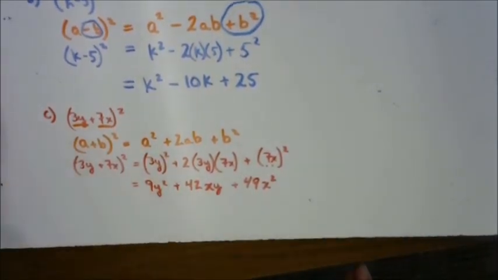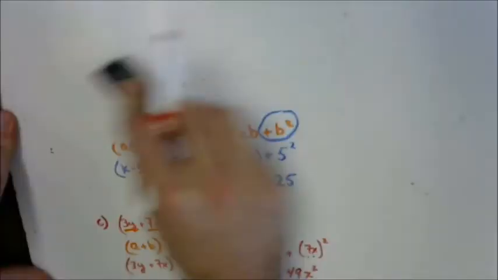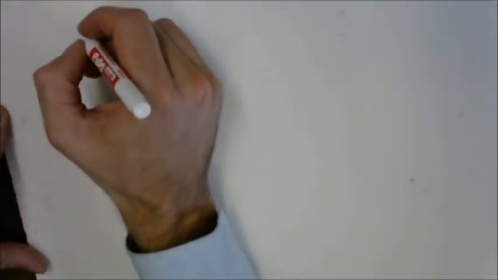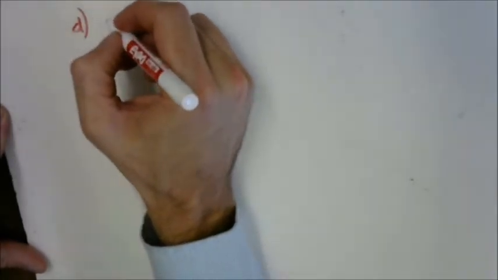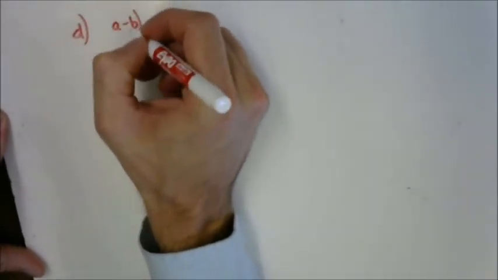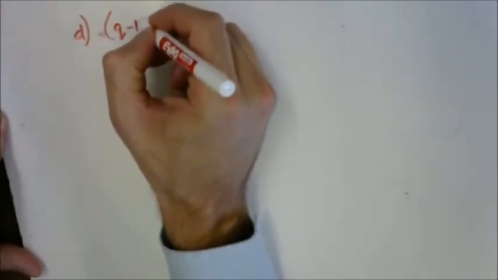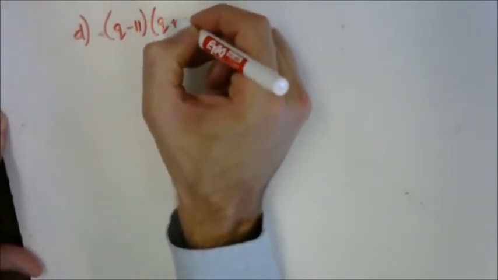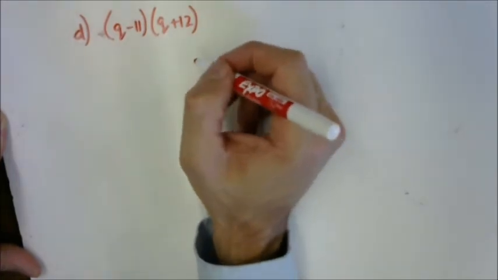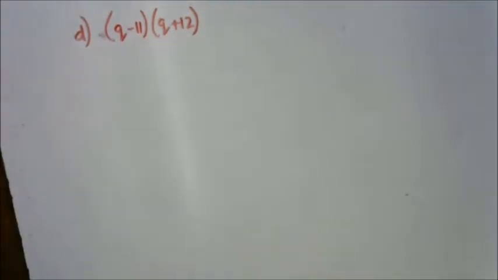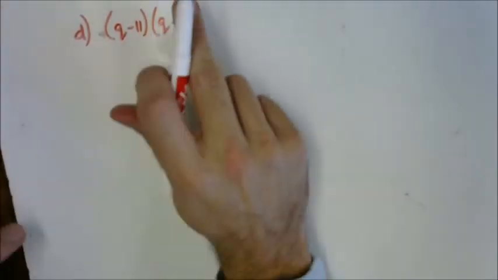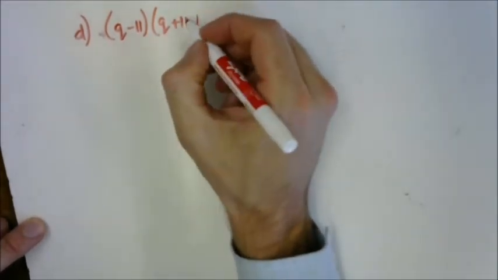Okay, good. I'm going to clear this. We're going to go to D. D is (q minus 11) times (q plus 11). What do you see? Obviously, they've got to be the same.